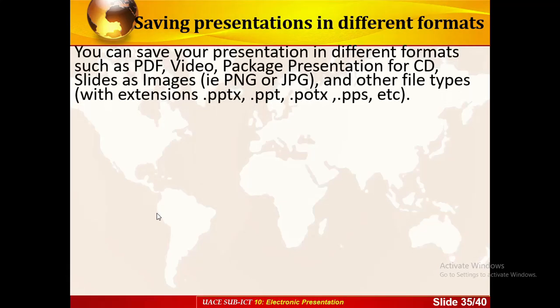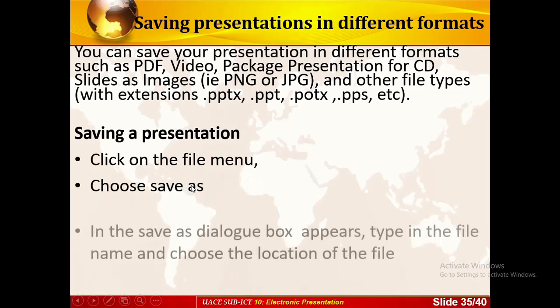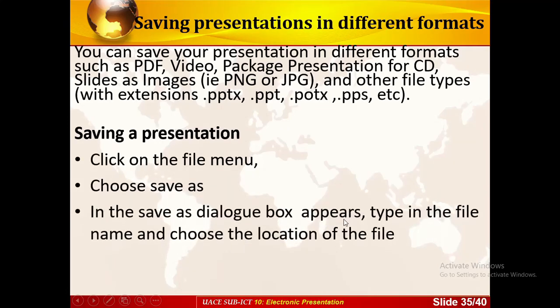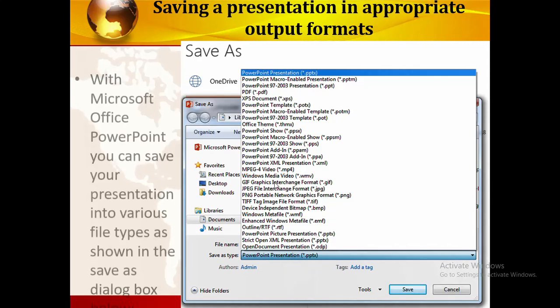Now, how to save our work. You can save your presentation in different formats such as PDF, video, PNG, JPEG, and other file types, with the exception of PPT, PPTX, POT, PPS, all of them. You can save your work in any category of your choice. How do we save? Click on the File menu, choose Save As. In the Save As dialog box, type the name and choose the location of the file, of course where to save it, then click Save. So this is how we save our work.